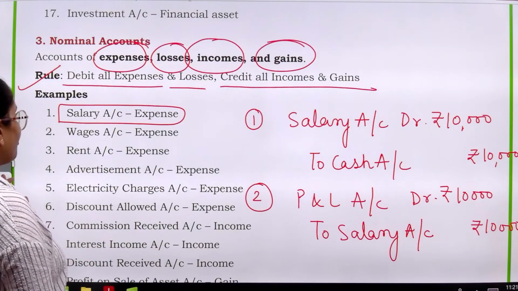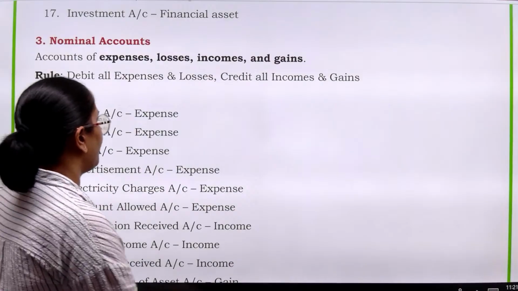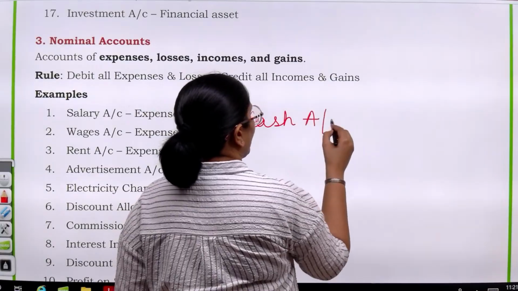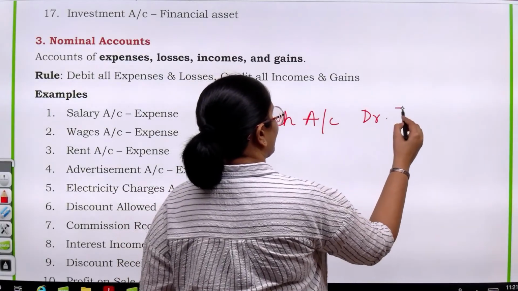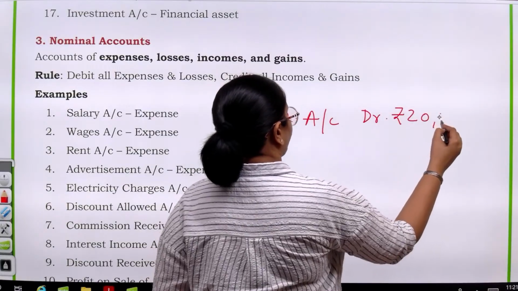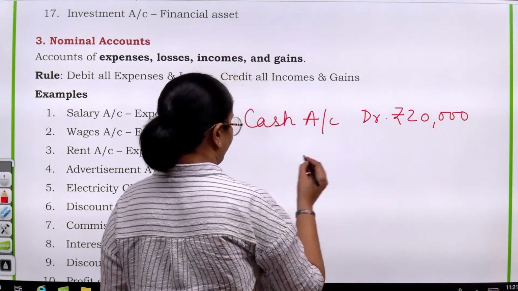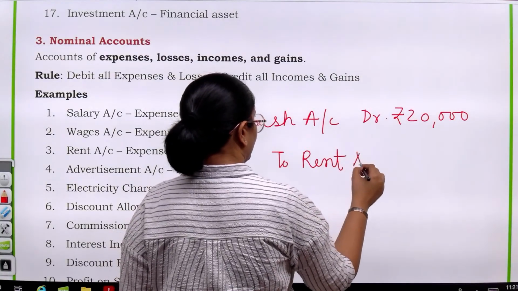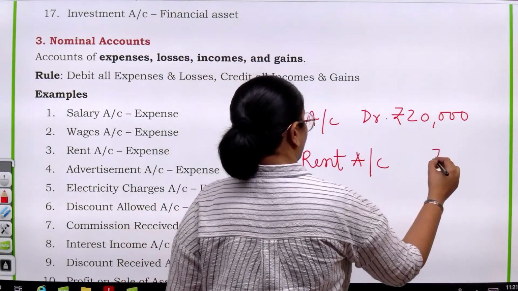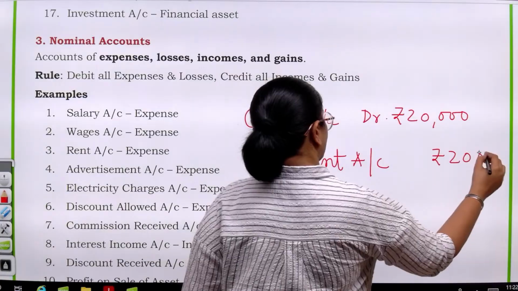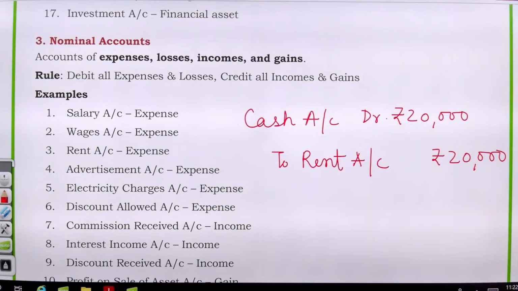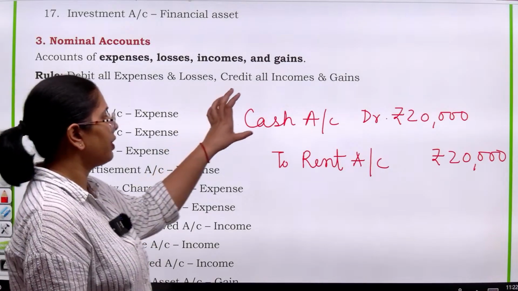Now suppose I have gotten some income, let's say I have earned rental income. So the cash account would be debited because cash is a real account, and if it increases then I have to debit it. Then I have got rent income, so I will credit it because the rule says credit all the incomes and gains. Got the point? So this is your real account.